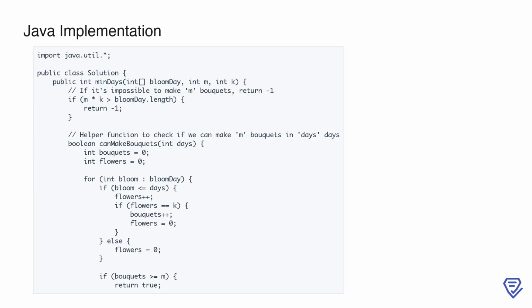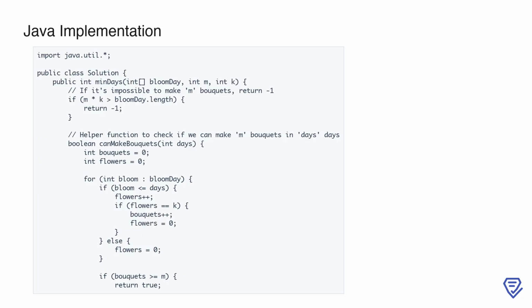The first thing we check is whether it's even possible to create m bouquets given the total number of flowers. If the total number of flowers, which is the length of the bloom day array, is less than m*k, we can immediately return -1, as it's not feasible to meet the requirement.